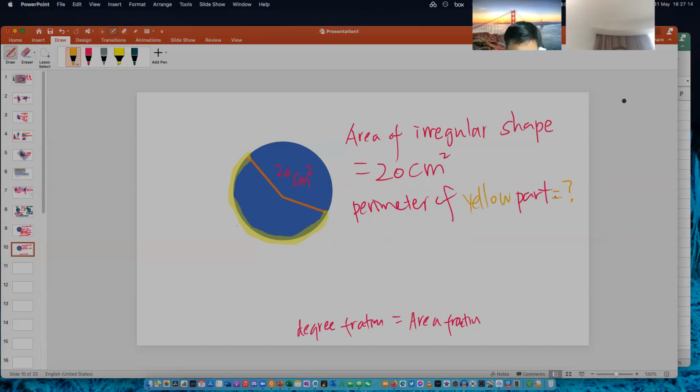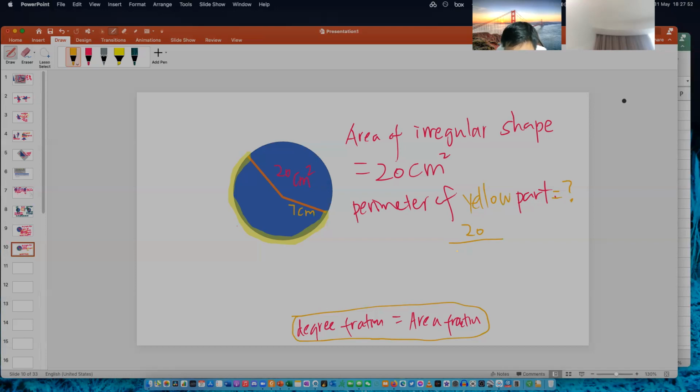So what you need to do is make use of this concept: the degree fraction is equal to the area fraction. So the area fraction is 20 over, what? Oh, they also give the 7 cm here. I'm so sorry. They give you the radius. So you need to use the area fraction, which is the area of this irregular shape over the area of the circle.